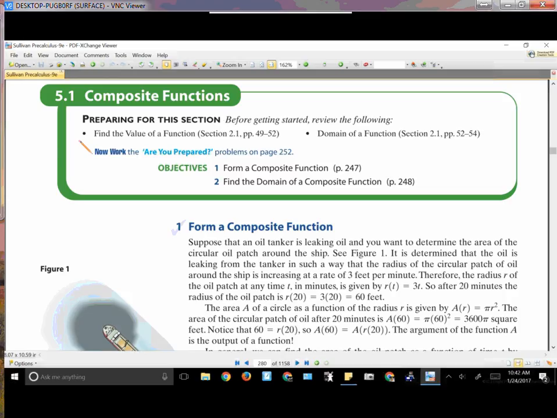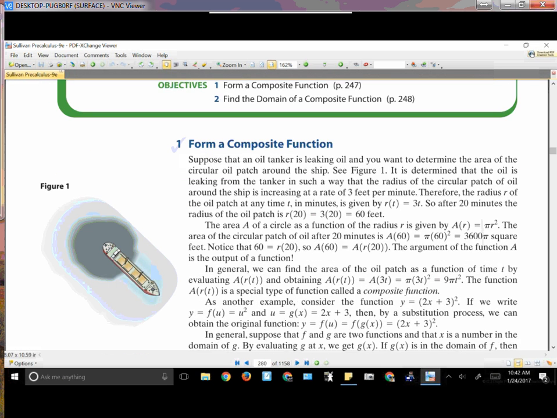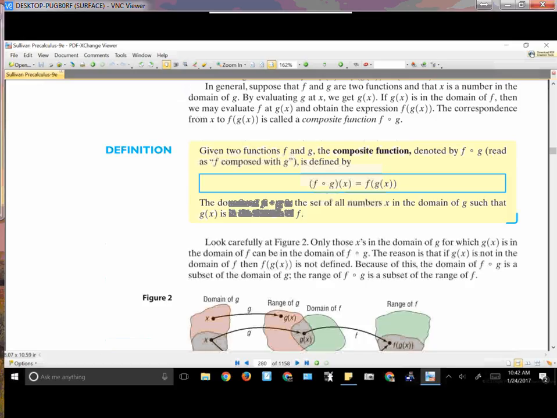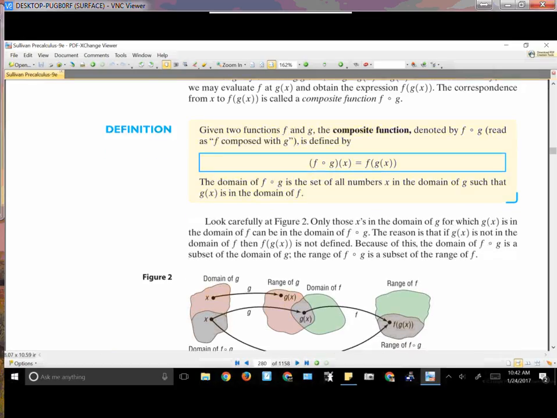Composition of functions. You guys deal with this more often than not, and you don't even realize it. Composition of functions is simply just putting two functions together in a certain way.